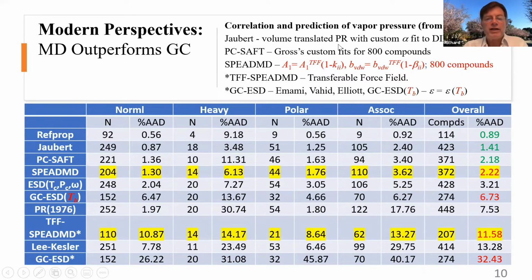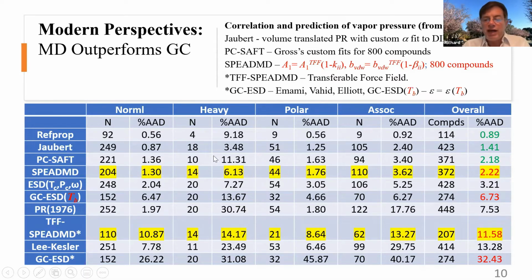It's a volume translated Peng-Robinson method with a custom fit to this alpha parameter that characterizes the temperature dependence of the attraction. And what they did was they tuned those alpha parameters, and it has like 2 or 3 parameters per compound, and they fit each one of those 3 parameters to the data in the DIPPR database, which is the exact same data as what we're comparing to. So it's not a huge surprise that they're doing this well. And so that's the nature of the comparison.